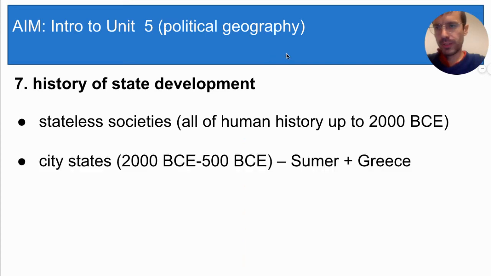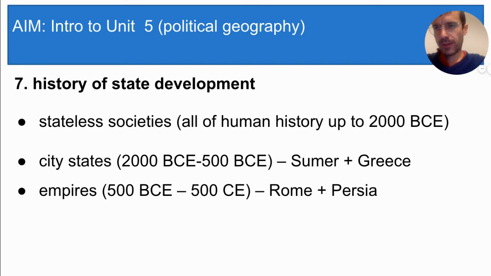The first true states are called city-states, and they arose around 2000 BCE, first in Sumer, which is in modern-day Iraq, and then in Greece. These first states were small, with the government's control extending only to the borders of a single city. That's why they're called city-states. Some examples of city-states in Sumer included Ur and Uruk. And some of the city-states in ancient Greece included Sparta and Athens.